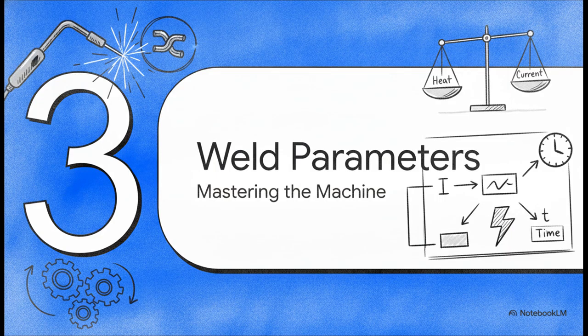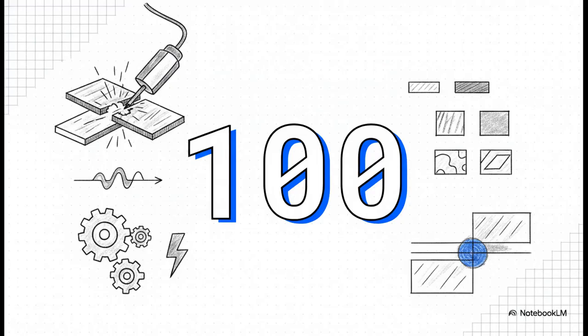Section 3. Controlling the weld parameters, mastering the machine. All right, so we get the physics, but how on earth do we control this to get a perfect joint every single time? Well, the basic formula for Joule heating sounds pretty straightforward. Heat equals current squared times resistance times time. But out on the manufacturing floor, it's a crazy balancing act.